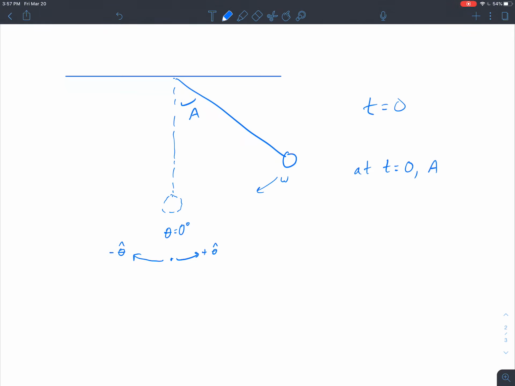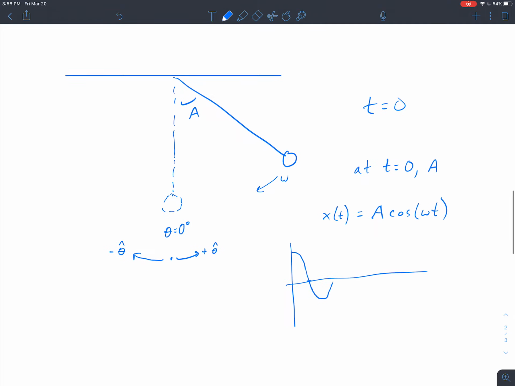So our graph would just be A cos omega t. So just sketch it out real quick. Cosine graph, it starts moving down, but it's still positive. Boom, it goes negative. This is our equilibrium point. It slows down. Looks like that. So it's just a normal cosine graph.